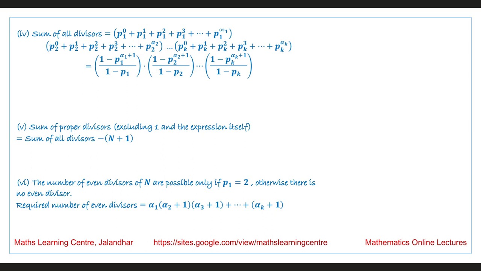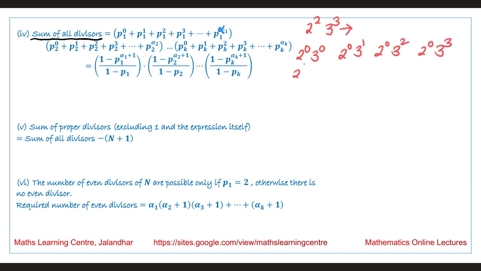Next we have to calculate the sum of all divisors. Suppose again we have a number of the form 2 raised to the power 2 and 3 raised to the power 3. If we talk about all the divisors, we can write them in the form 2 raised to the power 0, 3 raised to the power 0; then 2 raised to the power 0, 3 raised to the power 1; 2 raised to the power 0, 3 raised to the power 2; 2 raised to the power 0, 3 raised to the power 3.